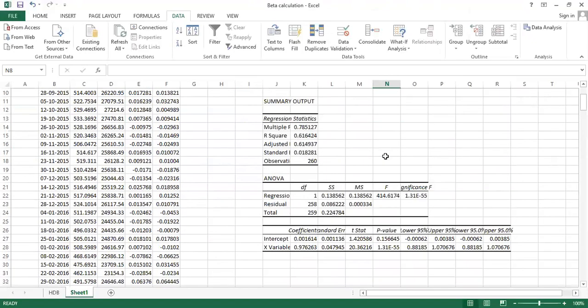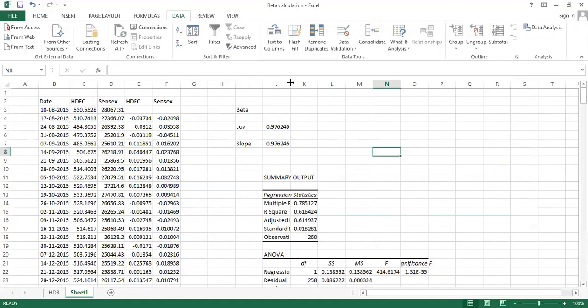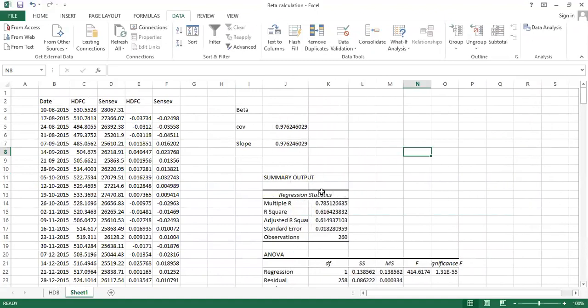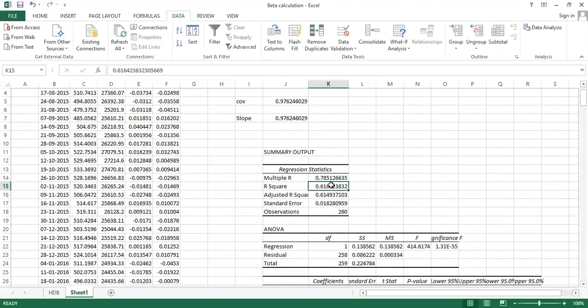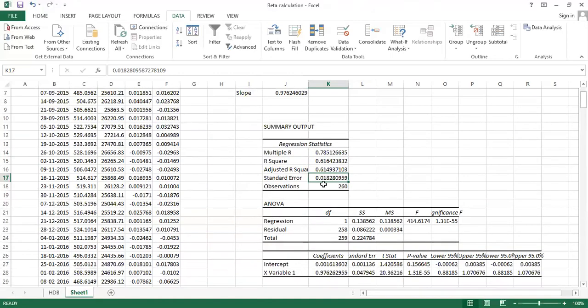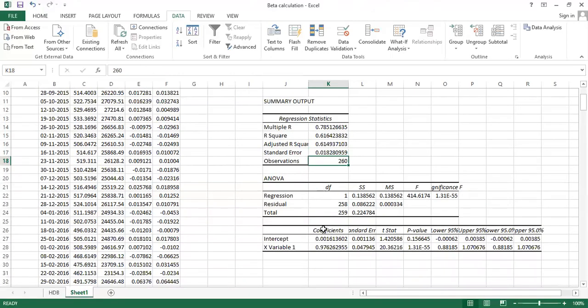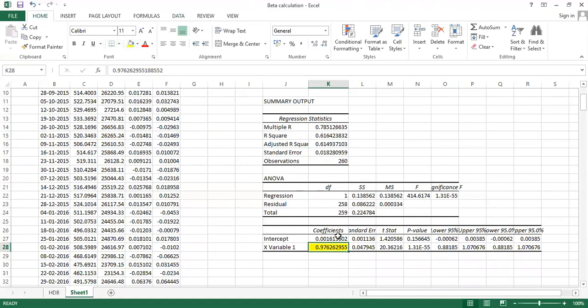And this is the summary statistics, right? So multiple R shows the linear relationship between two variables. R square is the model fit. So 61% of the change in HDFC Bank is explained by the change in Sensex. This is the standard error of the regression estimate. We used 260 observations. The most important aspect is the coefficient. So this coefficient here is the beta. And this is the intercept of the regression. And this is the standard error of estimation for beta.